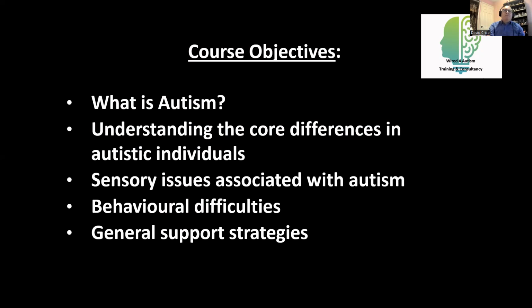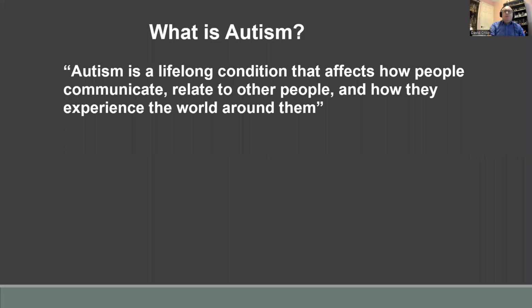So to begin with, what is autism? Brief recap: autism is a lifelong condition that affects how people communicate, relate to other people, and how they experience the world around them. That's from NHS Scotland. I think it's a very good description of what autism is, rather than describing it as a lifelong developmental disability, because not everyone that's autistic will have a disability, although they will have some developmental delays as a child.